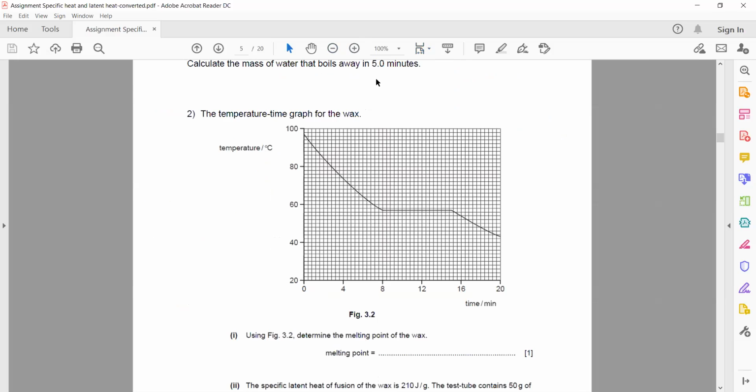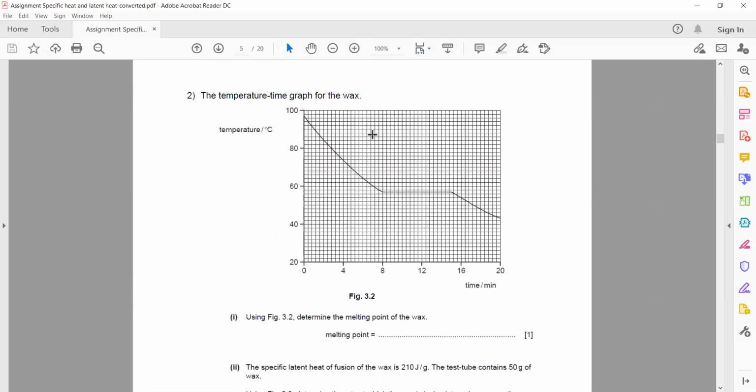The temperature and time graph for the wax is given. Use the figure to determine the melting point of the wax. This is a cooling curve. The wax is cooling down. So here it is in a liquid state. Here we'll have both liquid and solid. And when the temperature starts to change, it will be solid. So what will be the melting point? Freezing point and melting point are the same thing. Actually, it's a freezing point here, and that is also the same.